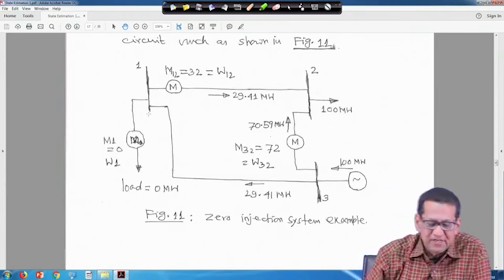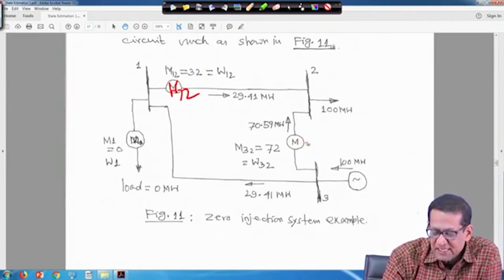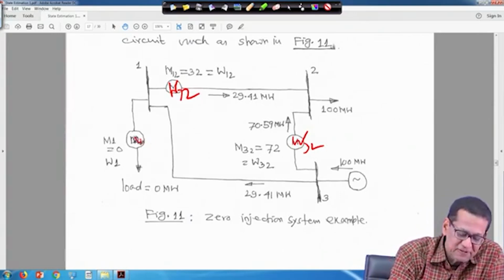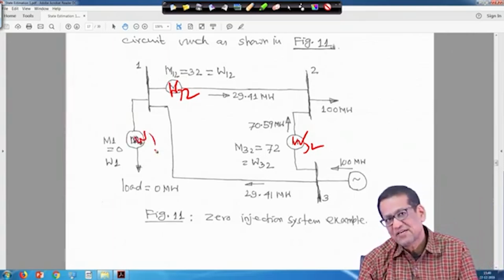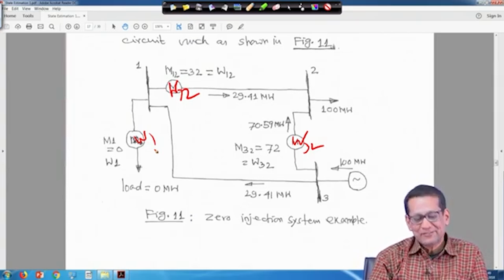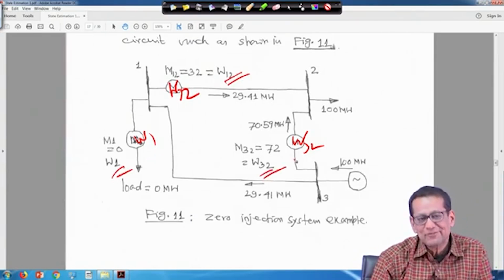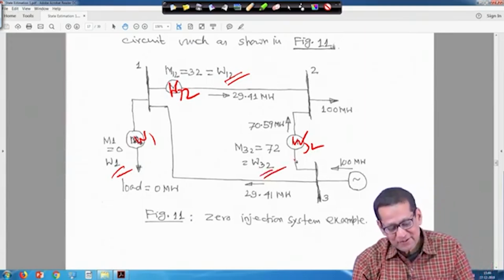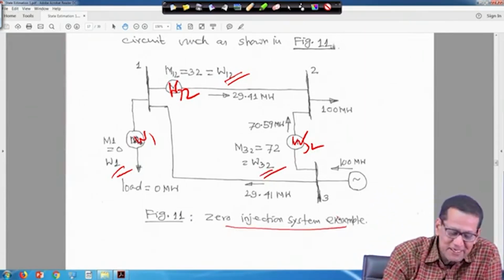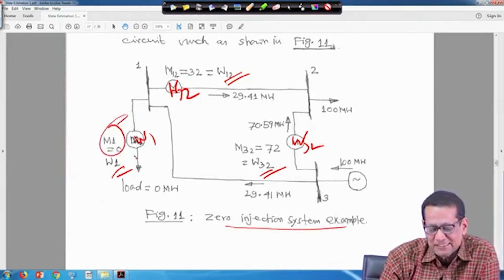These are meters. M12 is nothing but W12, M32 is nothing but W32, and here it is M1, so it is basically W1. When I write meter, I put W and M so that there is no confusion. This is the zero injection system example. Here the injection should be 0, because the load is 0, so there is no power injection.